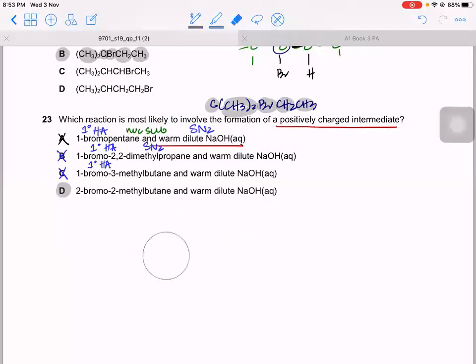And let's see D. So D is 2-bromo-2-methylbutane. If you look at the carbon with the halogen, it has 1, 2, 3 neighboring carbons. So this is a tertiary halogenoalkane, and tertiary halogenoalkanes will undergo the SN1 mechanism. And SN1 involves the formation of a carbocation intermediate.